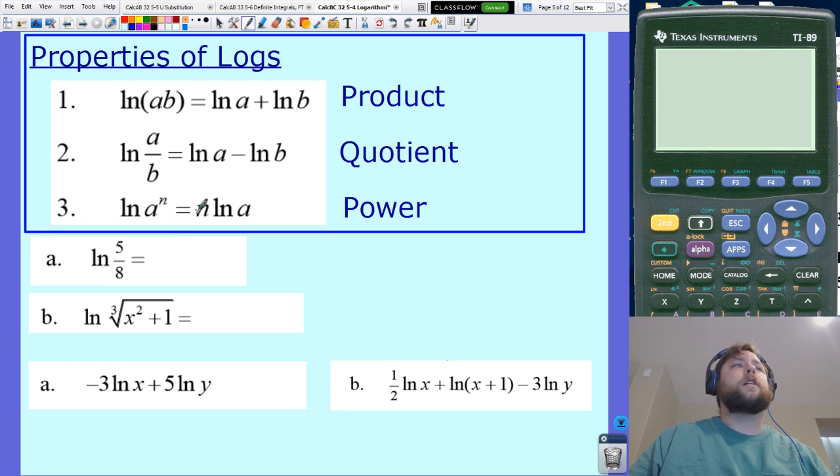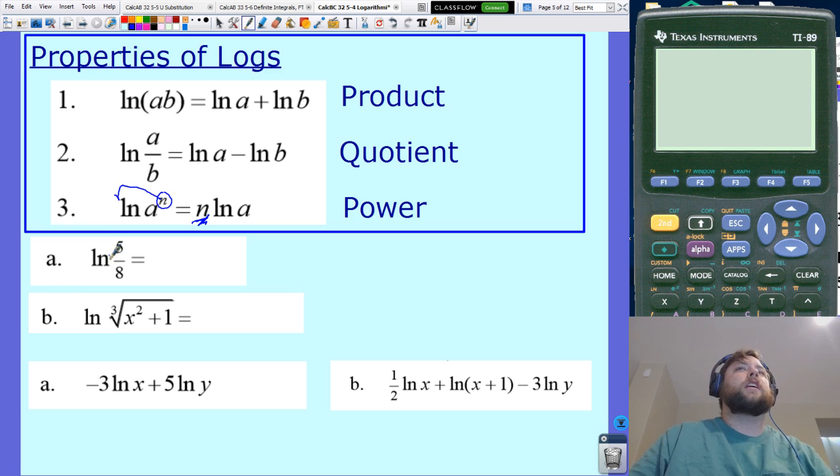A few of the properties of logs, back to your Algebra 2 days. Product, quotient, and power rules. So if you're multiplying them as a product, you can split it up with addition. If you're dividing them as a quotient, you can split it up into the top minus the bottom. And then if you have a power, you can actually take that n and it can go outside as a coefficient, and those are equivalent.